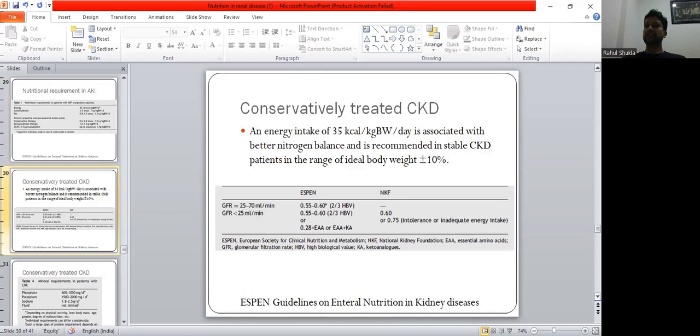Now, an energy intake of 35 kilocalorie per kg body weight is associated with better nitrogen balance and recommended in a stable CKD patient with ideal body weight plus minus 10%. So, if the GFR is 25 to 70, the protein intake should be around 0.5 to 0.6, and if it further decreases, then we will decrease it further. So, different guidelines like National Kidney Foundation and ESPEN guideline have their cutoff values for protein intake.